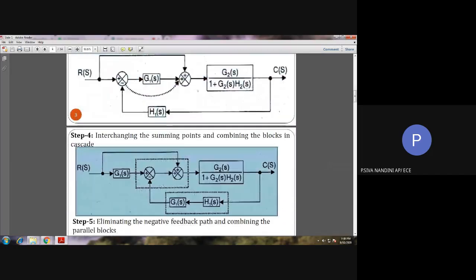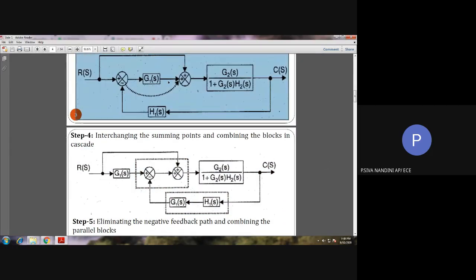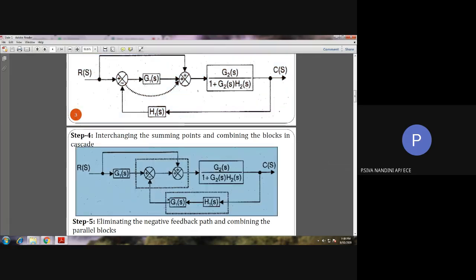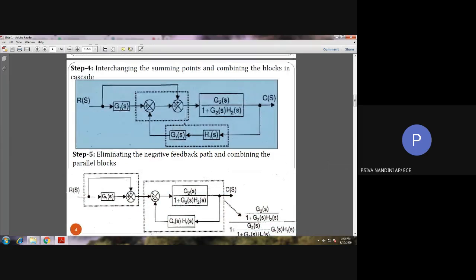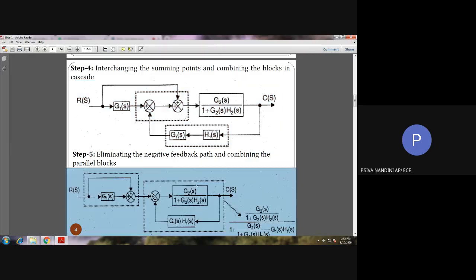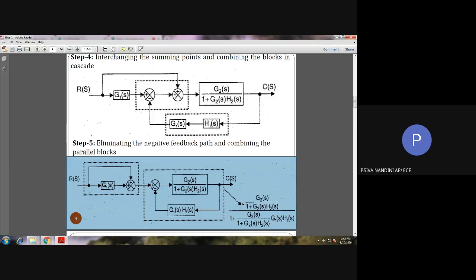While moving the summing point after a block, we need to include that block in the input given in the upward or downward direction. Here we have the input to the summing point in the downward direction, so that block G1 of S is included here. Then we can interchange the summing point. In the same step number 4, we can also cascade the two blocks G1 of S and H1 of S, which are available in series. While doing so, we will obtain the block diagram as this.